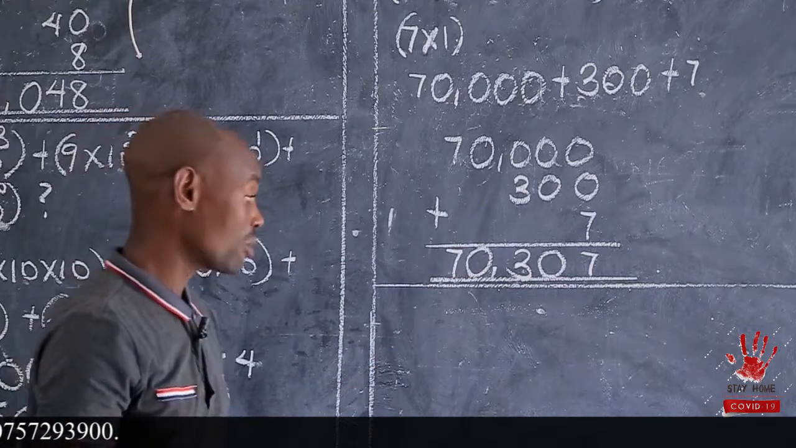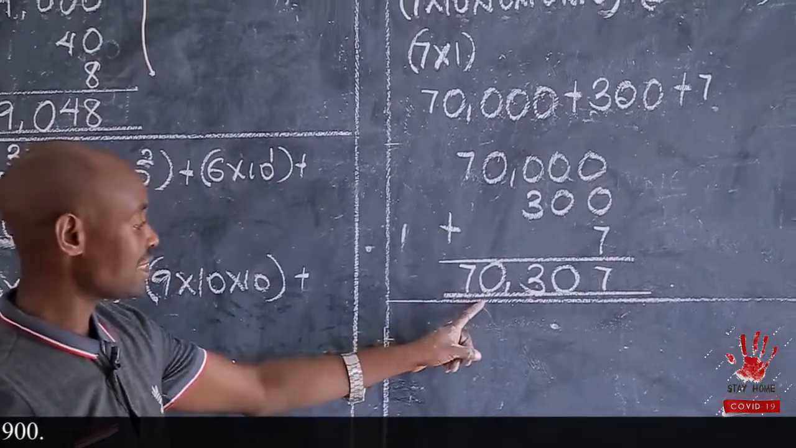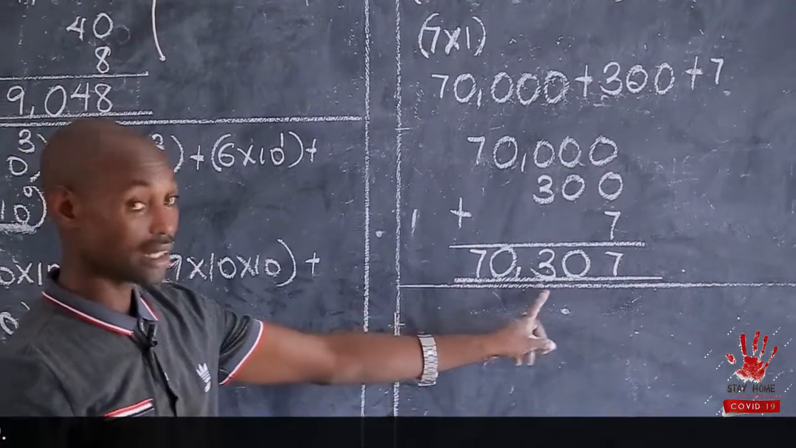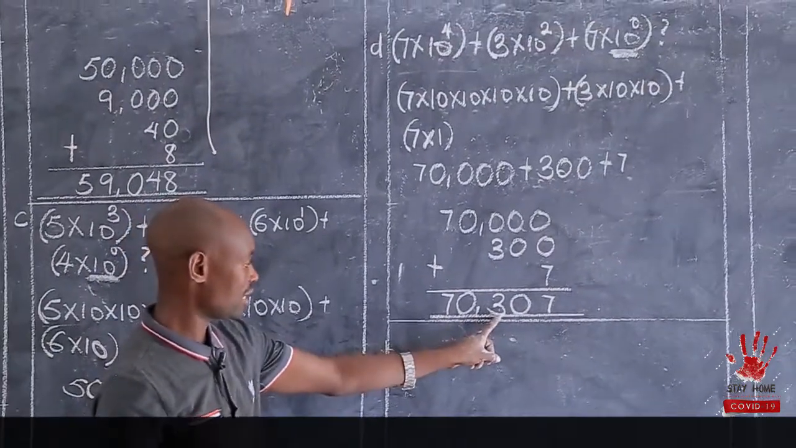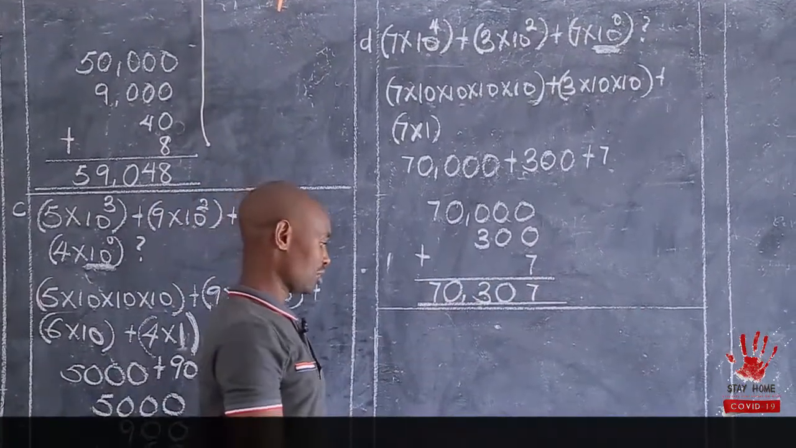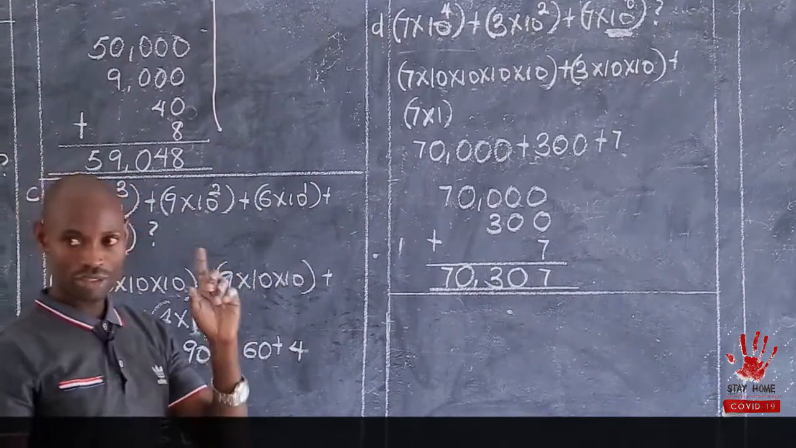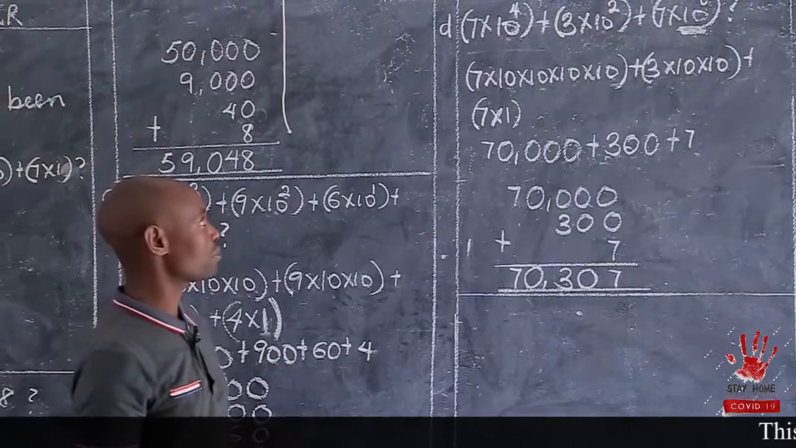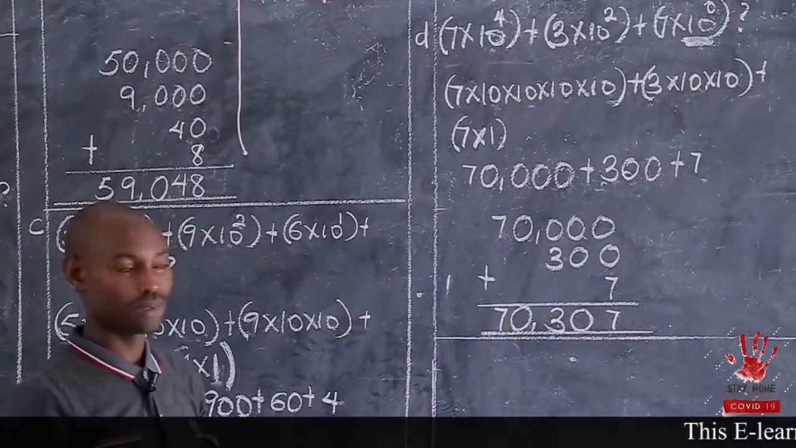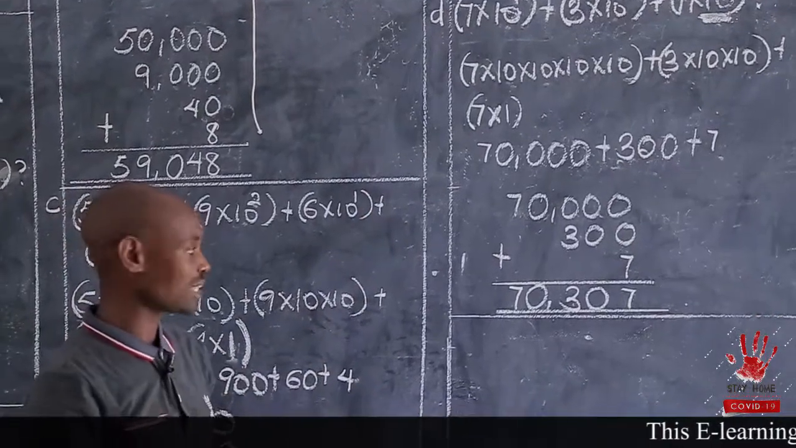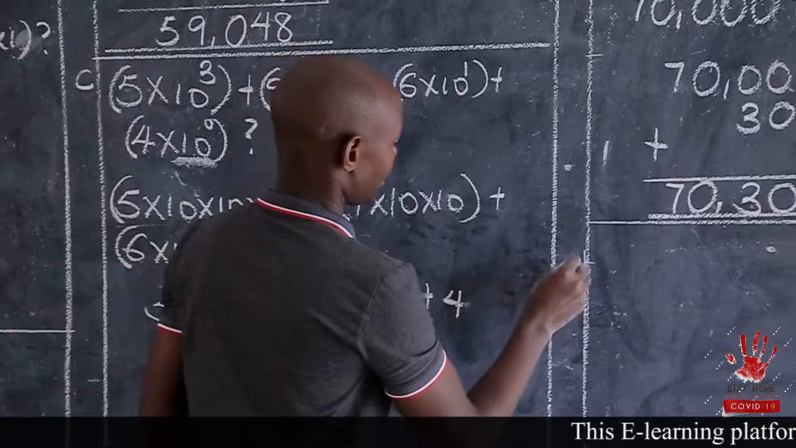Therefore, the number which was expanded to give this is 70,307. You can see how simple today's lesson is. But I'm going to give you one last example whereby the powers are mixed up. So when powers are mixed up, what do you do? This one brings me to the next example, which is E.